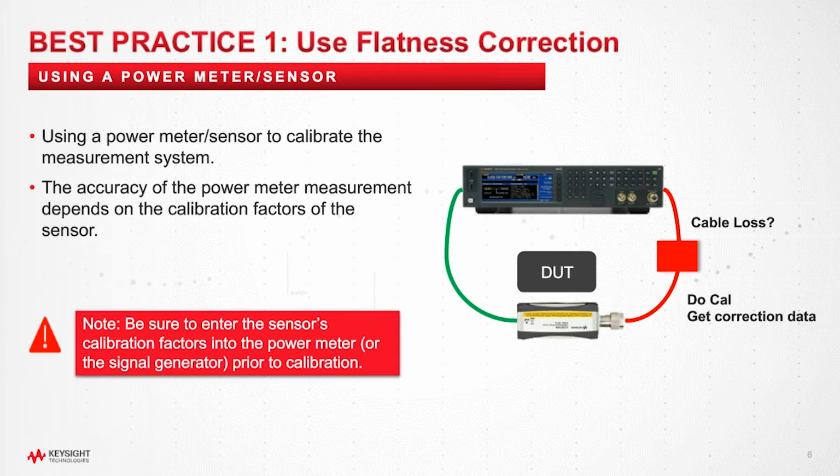When you add a component between a signal generator and the device under test, as shown in the figure, the red block, the calibration plane and test plane are not on the same plane. You must compensate for the difference between the two planes. Please note, be sure to enter the sensor calibration factor into the power meter or signal generator prior to the calibration. Let's show you how to perform the calibration step by step.